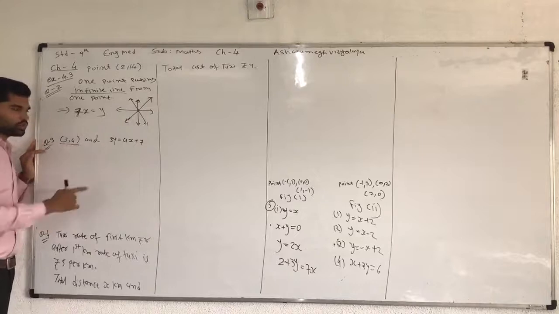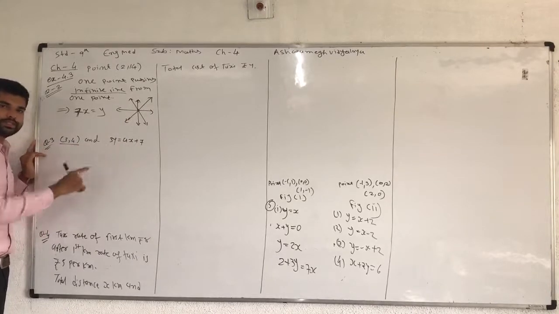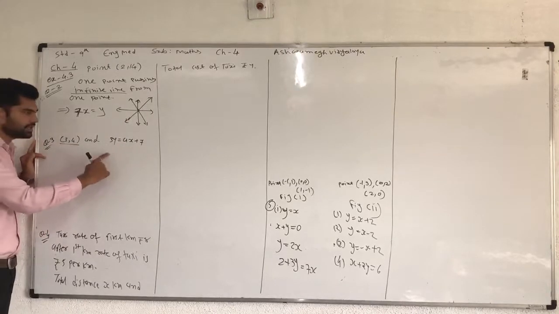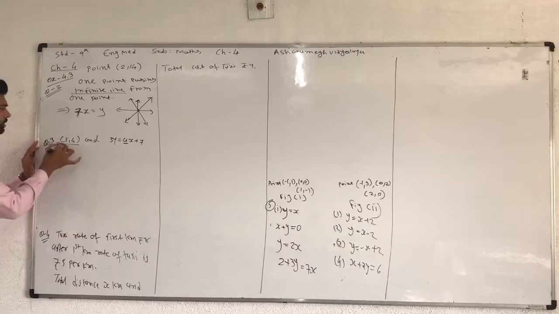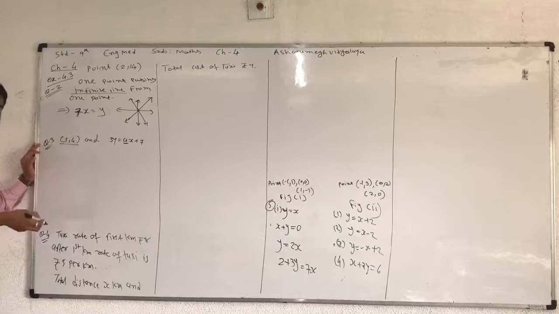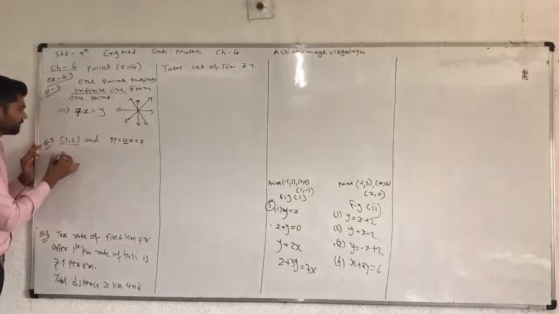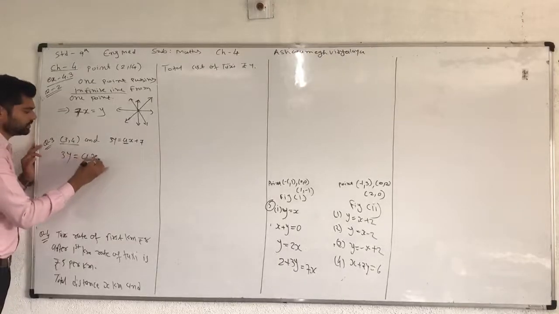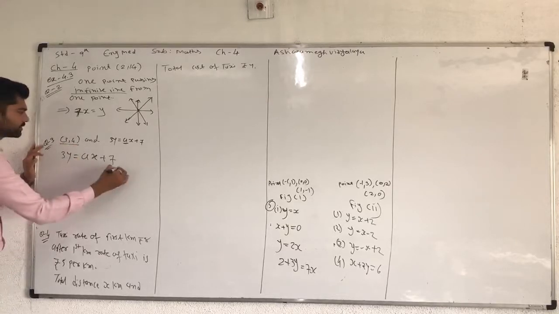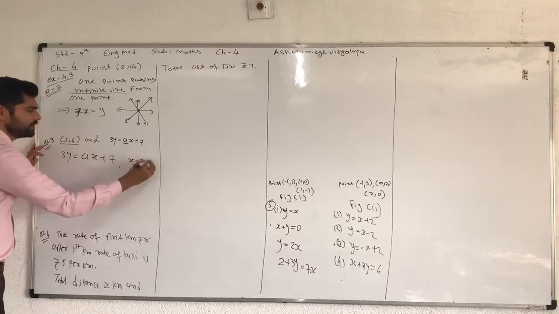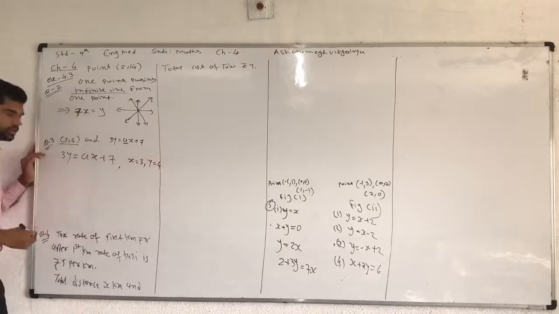(3, 4) is a solution of the given linear equation in two variables 3y is equal to ax plus 7. Then find the value of a. So 3 and 4 are a solution of the given equation. Therefore, put in place of x and y and you get the value of a. So the equation is 3y is equal to ax plus 7. The point is 3 and 4. Therefore, x equal to 3 and y is equal to 4.